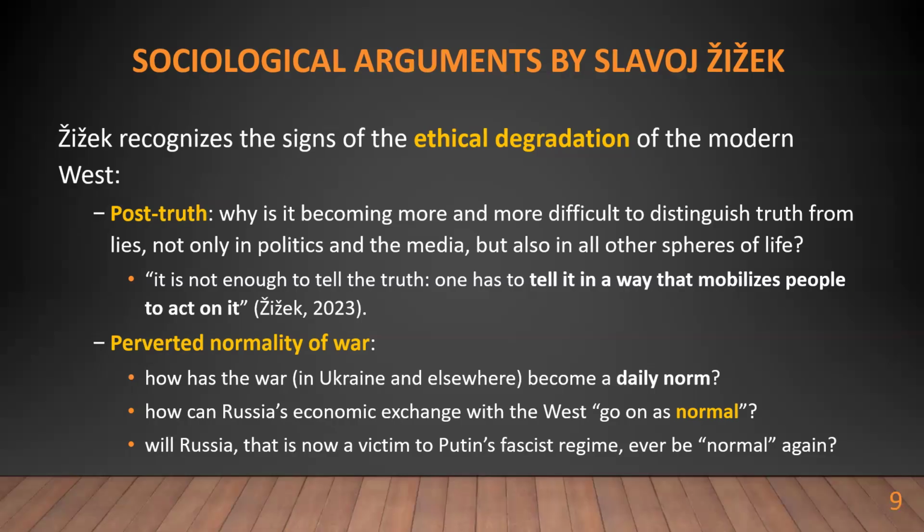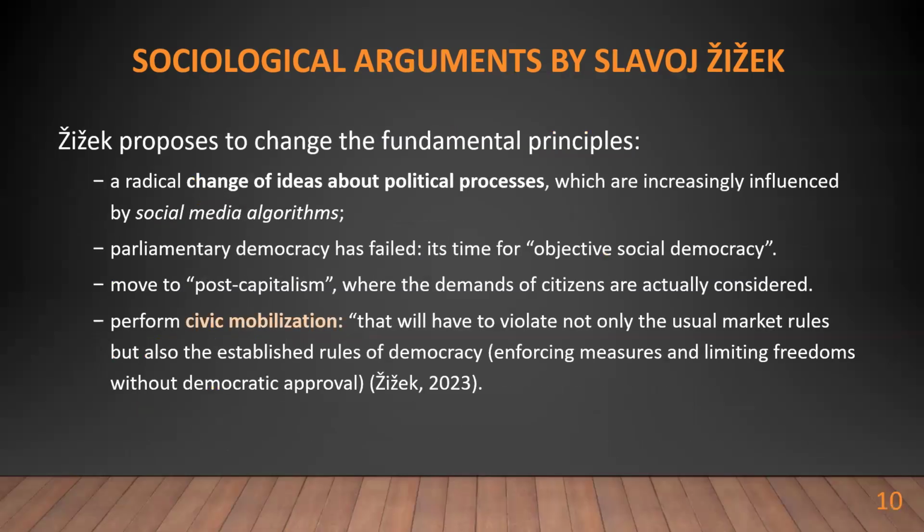And in the end, will Russia, that is now a victim of Putin's fascist regime, ever be a normal country again? What has happened to Russia is very much like what has happened to Germany in the Second World War. It has become this rogue country. It has become a country that is no longer civilized. Now it returns to civilization. And what is civilization in that sense? You see, all of those questions are important.